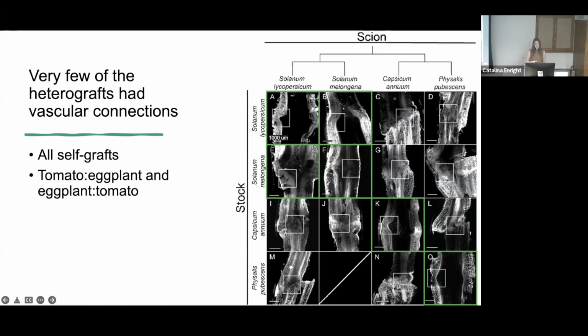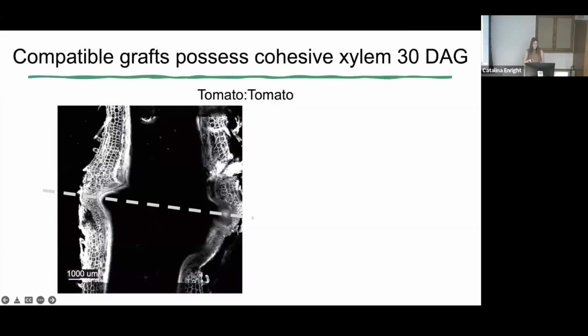So the green boxes here show which of these graft combinations actually have a xylem connection, which I like to refer to as a xylem bridge. So xylem that's running across. If we look up close, this is a self-grafted tomato, so obviously very compatible. And the dashed line is showing you the graft.